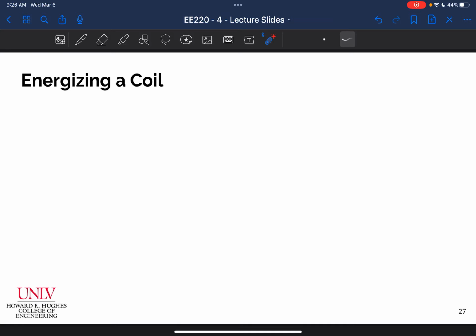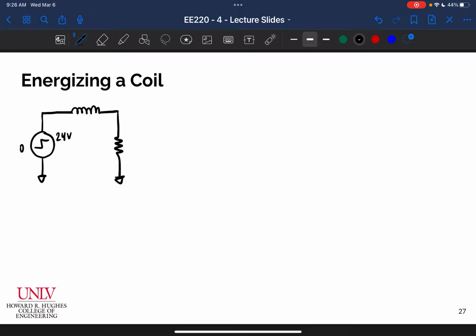All right, so let's do another example here. Let's say that we have a voltage source pulsing from 0 to 24 volts through an inductor and a resistor connected like this. And we've got a 1 kilo ohm resistor and a 10 microhenry inductor. All right, that's going to be my circuit.